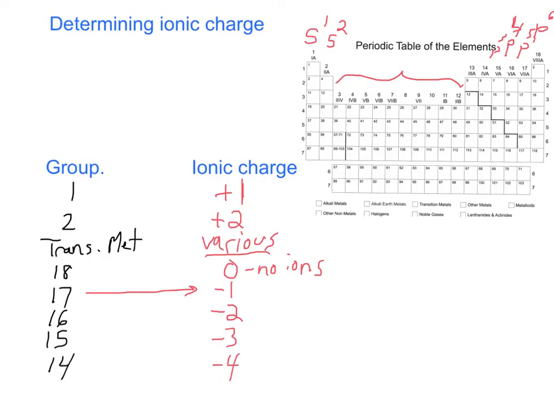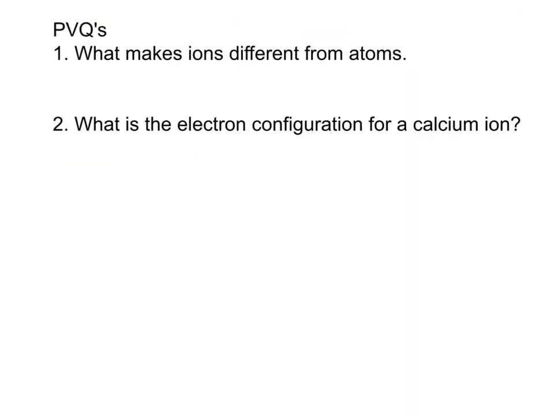All righty, let's go on to the last slide. Okay, here are your PVQs. The first question is, what makes an ion different from atoms? And then the second one, we want you to write out the electron configuration for a calcium ion.